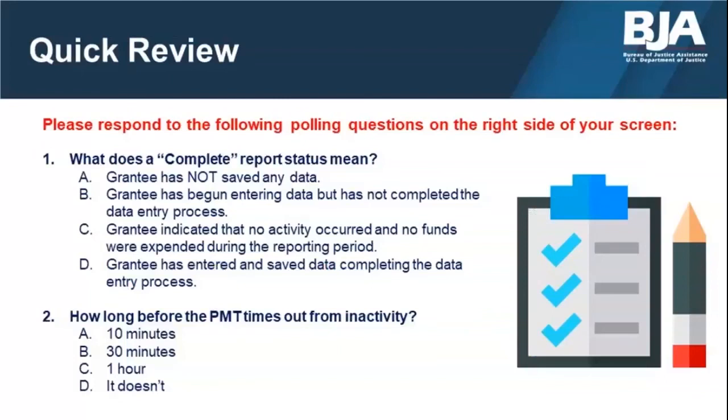And now we have our final poll. Please respond to the following polling questions on the right side of your screen. Question 1, what does a complete report status mean? A, grantee has not saved any data. B, grantee has begun entering data but has not completed the data entry process. C, grantee indicated that no activity occurred and no funds were expended during the reporting period. Or D, grantee has entered and saved data, completing the data entry process.